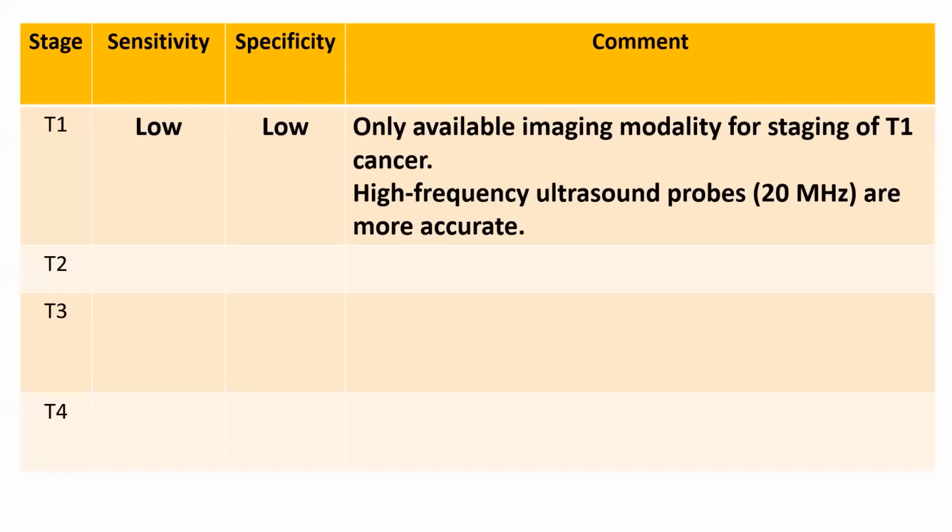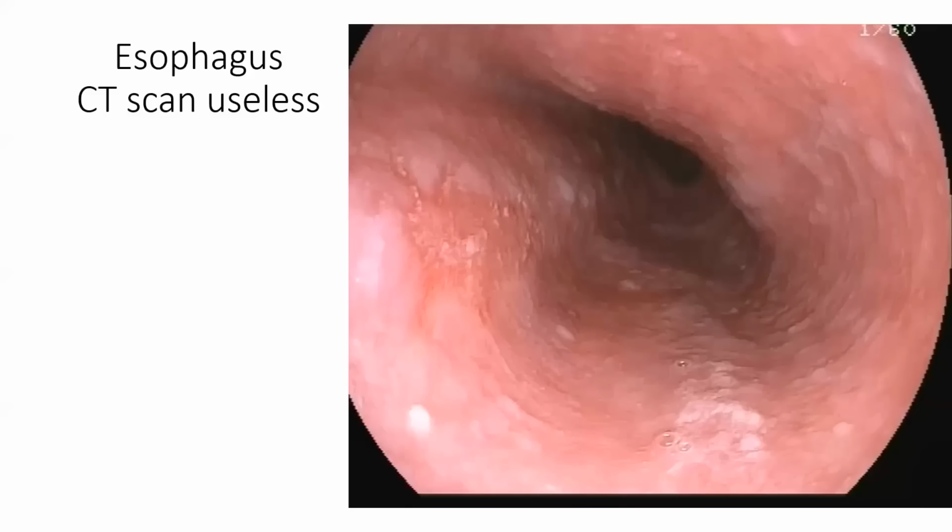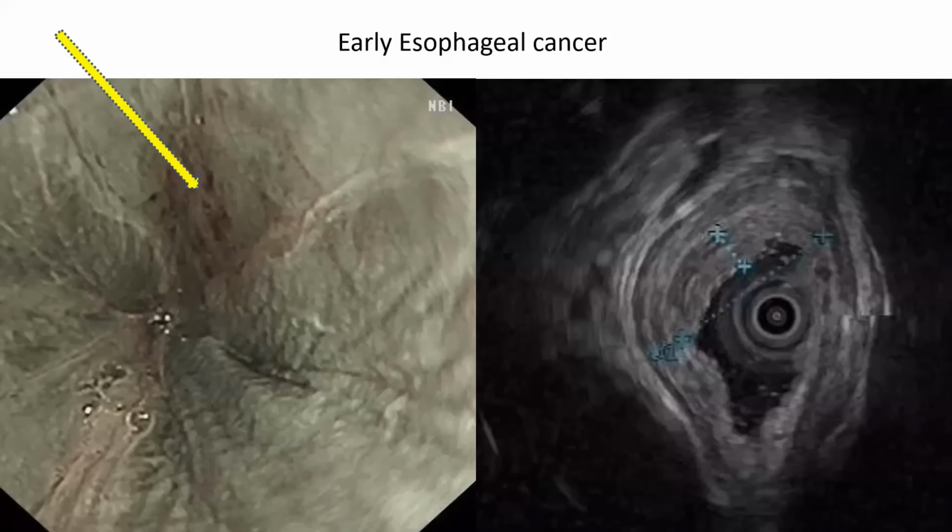So now coming to staging, T1: EUS has low sensitivity and specificity. CT scan of the esophagus is useless for this, and it is only on endoscopy. But we must still do endoscopic ultrasound because it can give us an idea of early esophageal cancer. Generally, people are reluctant to use endoscopic ultrasound early for evaluation of esophageal cancer.